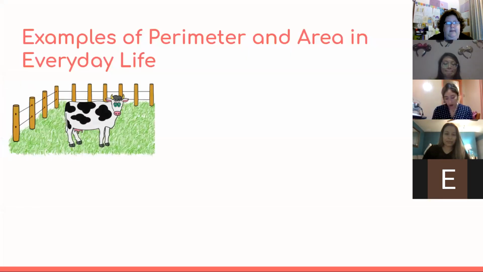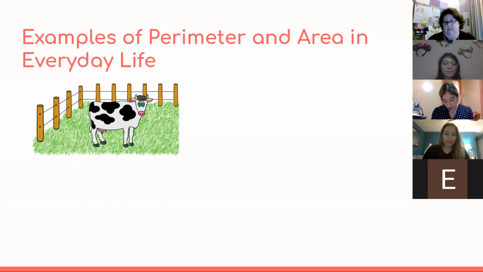So some examples that you might find in everyday life would be, you see the cow and the fence. The fence around where the cow lives would be the perimeter. The grass inside the fence that the cow eats, that would be the area.